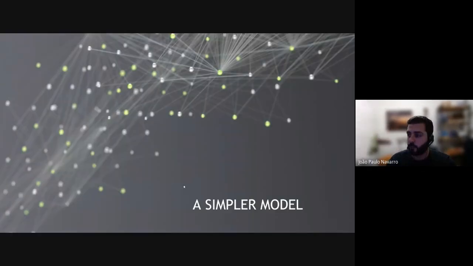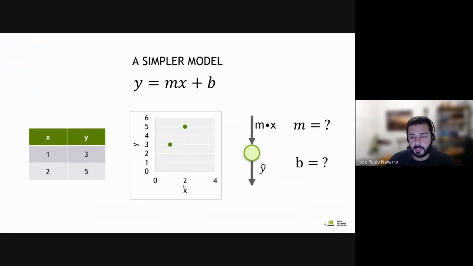So let's start with a simpler model. Suppose that you want to work with a linear regression algorithm. Basically, you have these 2 points, and the problem you want to solve is: what is the straight line that best represents them, that passes through all these points? Of course, with 2 points you can have one straight line that crosses both points. But what you have as input are the x's and y's.